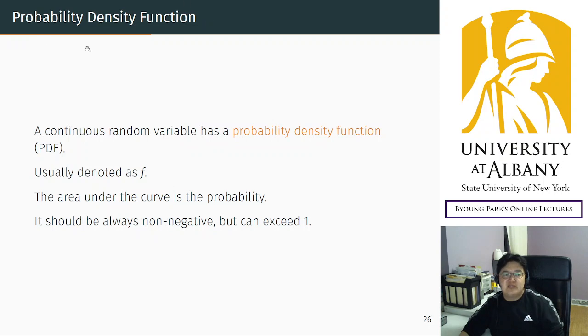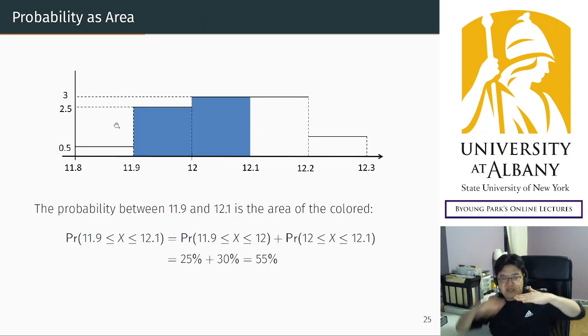Given the PDF, you can define the area under the curve, under the function on a given interval. That is the probability, right? For any continuous random variable, there exists such a density function. And of course, it should always be non-negative, but it may exceed 1. It is always non-negative because the area cannot be negative. So it is always above the horizontal axis, but it can go beyond 1.